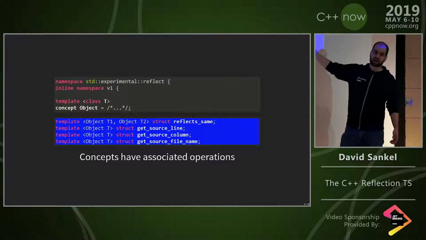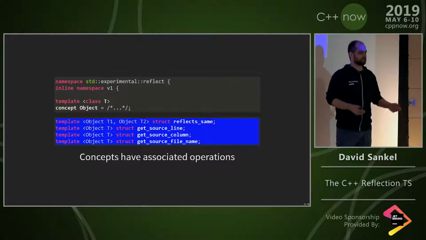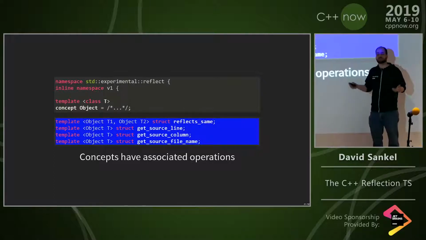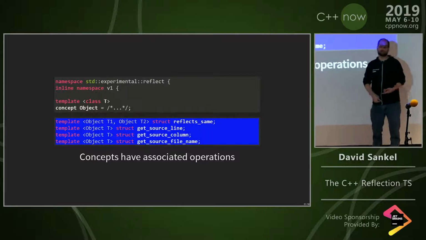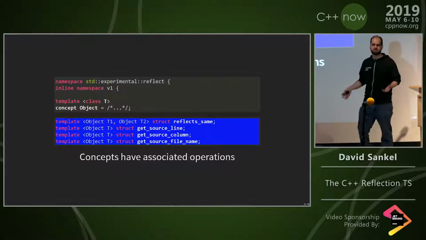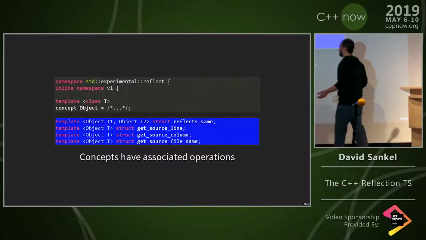You can see whether or not two things that got reflected, so we call that a meta object, are reflecting the same thing with that function there. You can get the source line, the source column, some of these basic things that everything you reflect should be able to give you this information.